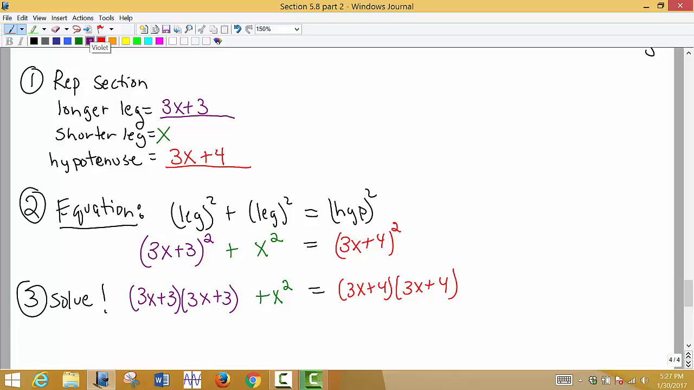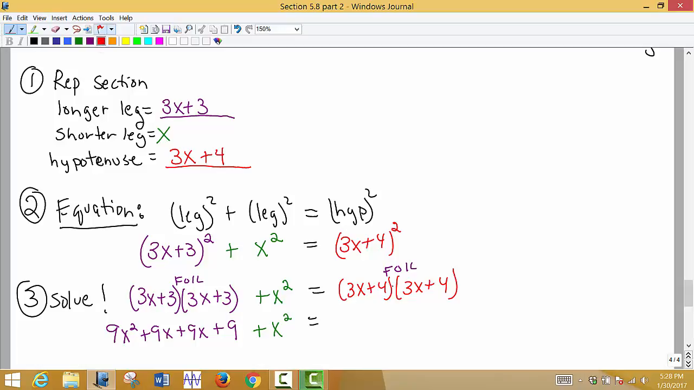Now we will actually perform the multiplication. So we are going to FOIL in both of the locations that have the parentheses. So I get 9x squared plus 9x plus 9x plus 9. I'm going to bring down the plus x squared from the shorter leg.